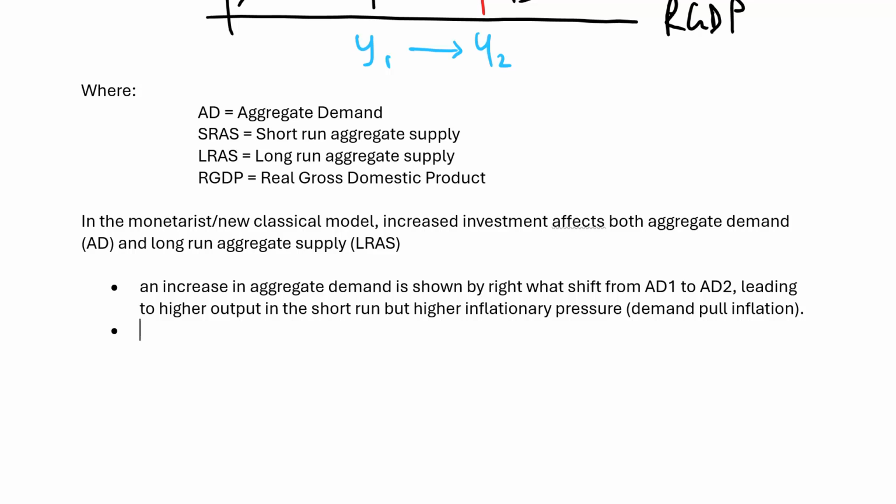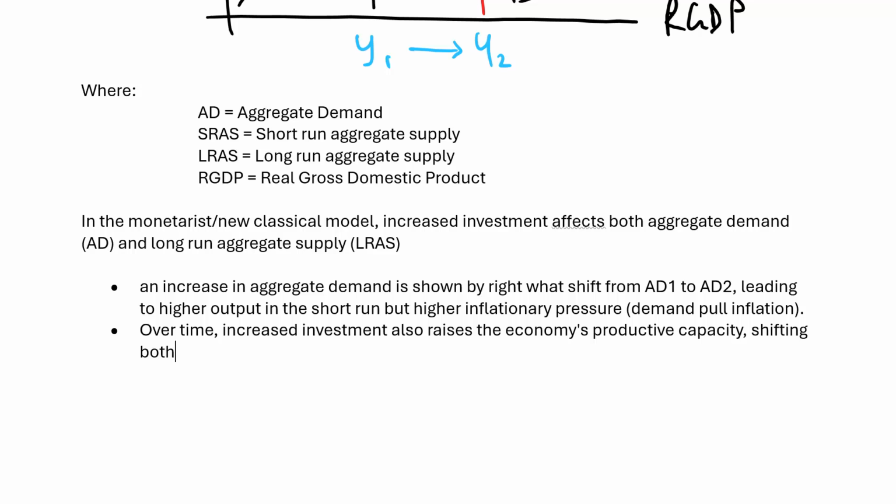Well, if you do that, then on the supply side, over time, increased investment also raises the economy's productive capacity, shifting both SRAS and LRAS rightward from LRAS1 to LRAS2, resulting in higher real GDP and lower inflationary pressure.